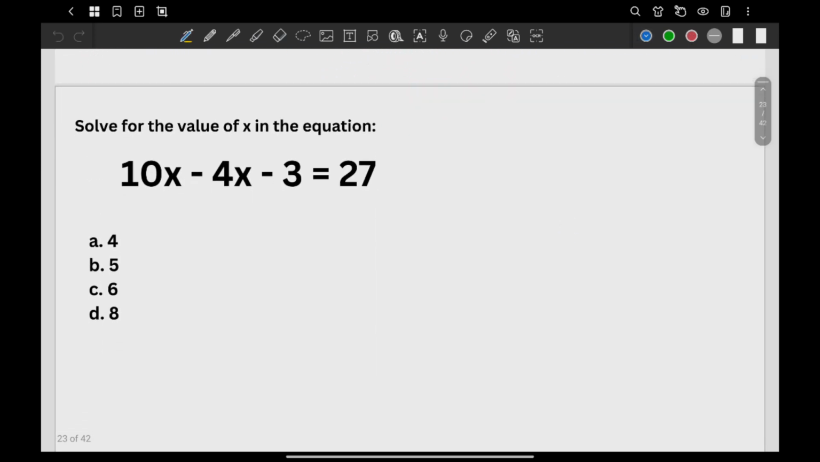As you can see, the two variables here, the 10x and the negative 4x, are already on the same side. Okay, so minus 3 is equal to 27. So I'll just copy that. So 10x minus 4x minus 3 is equal to 27. As you can see on the left side, there are two variable x, right? We can just combine them directly. So 10x minus 4x, we can simplify it directly. And it's going to be what? 6x minus 3 is equal to 27.